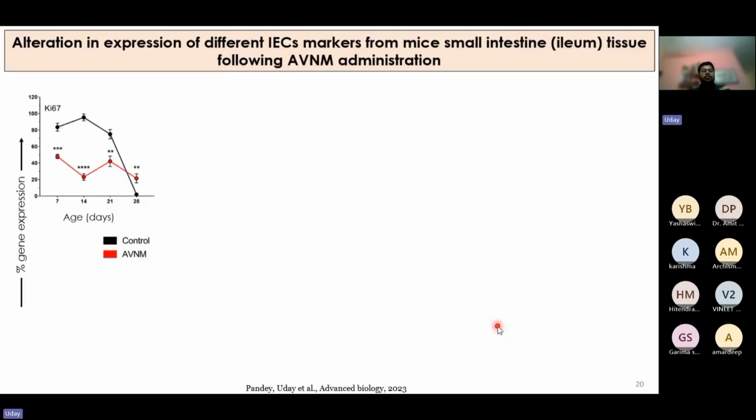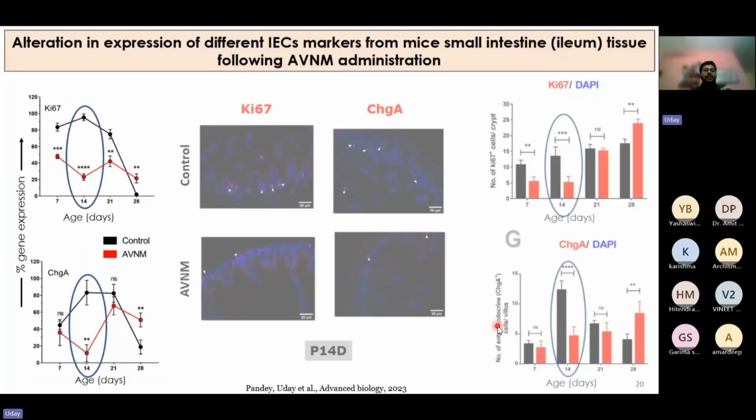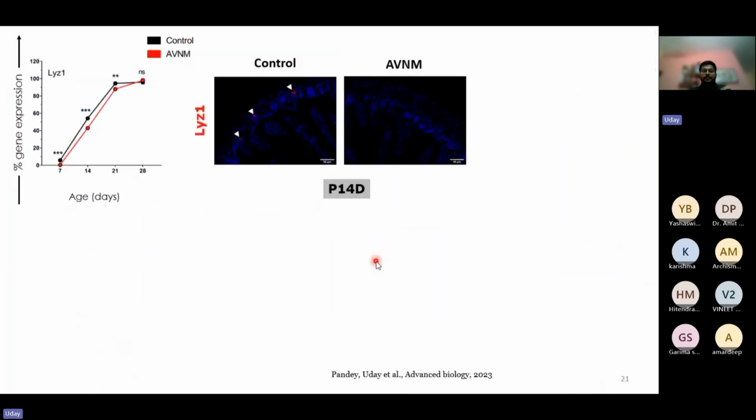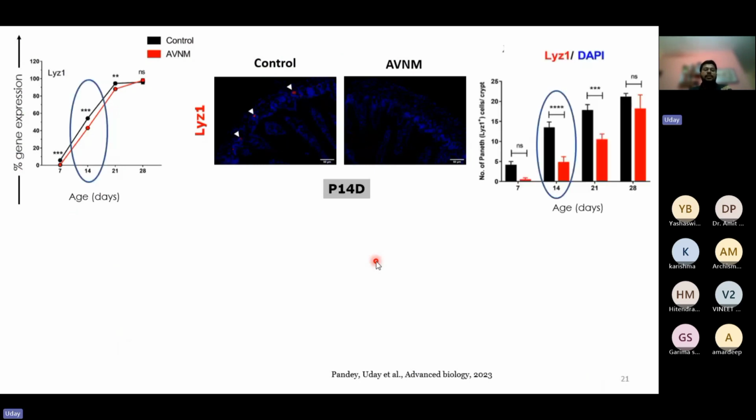Next, we checked the other markers that I already discussed, Ki67 and chromogranin. Both these markers also showed a similar pattern. At postnatal 14 day, their cell population is majorly depleted, and then they show a recovery or resilience. So you can see that in the control group, the Ki67 population is there, but in AVNM it is depleted. A similar pattern was also observed for lysozyme 1, which is the Paneth cell marker.